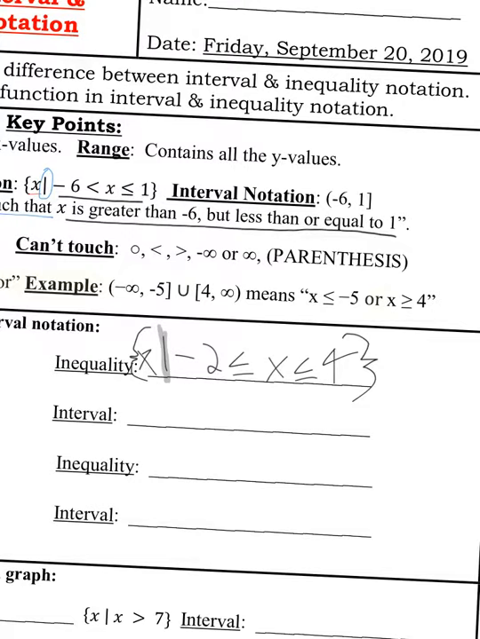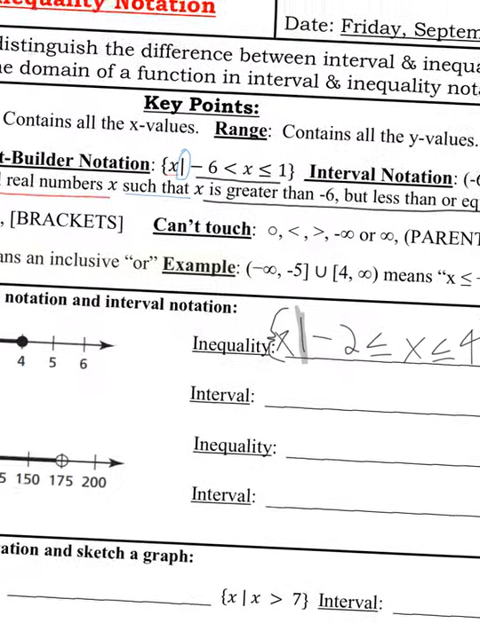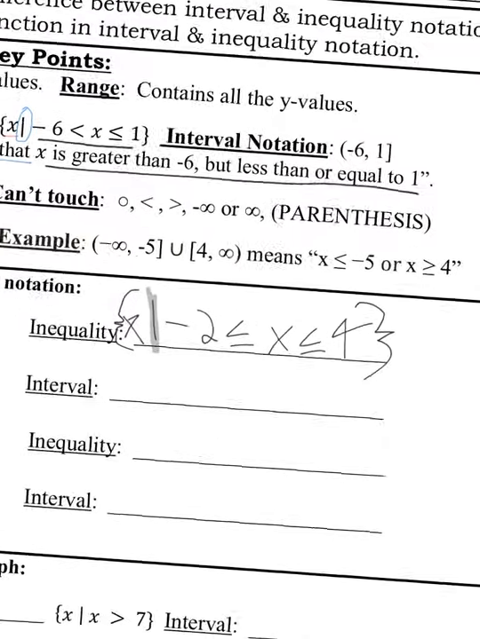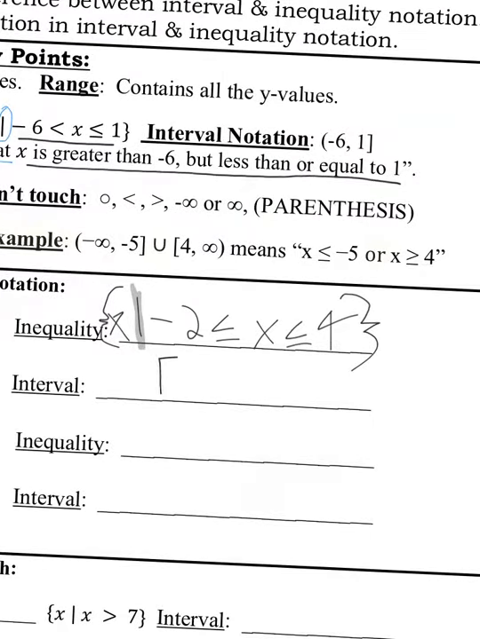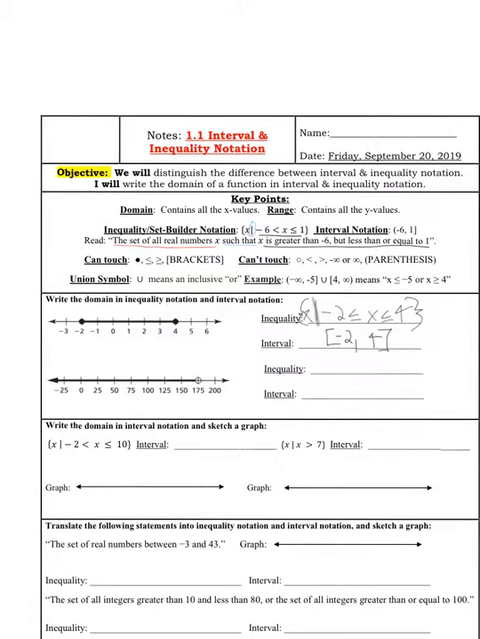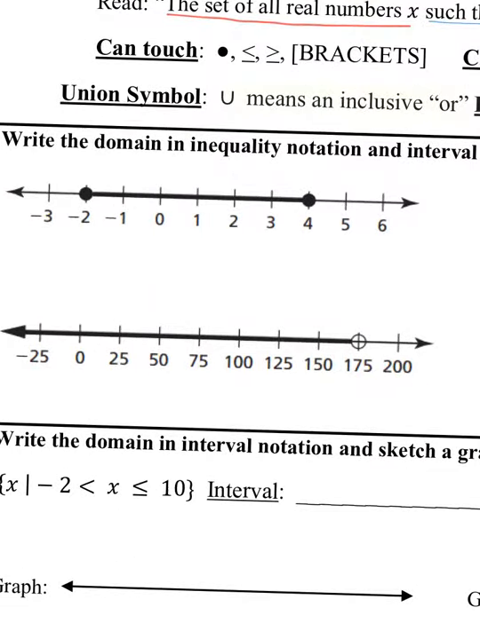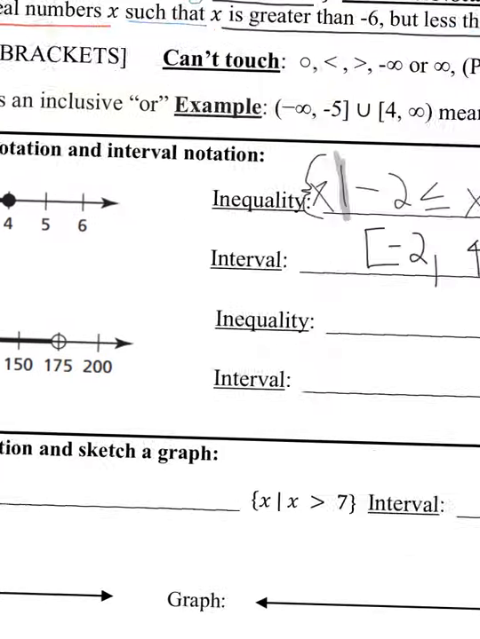So yeah, that's that for that one. Interval notation, you can touch both those points, right? So interval notation is really short and sweet. Put a -2, comma, 4. That's it. Looking at the next example, I have an open dot at 175, and it's going left forever.